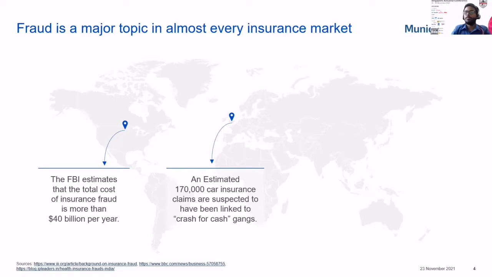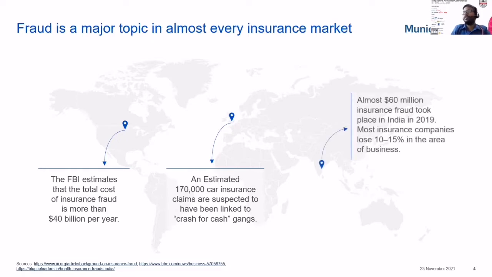are linked together. And if I move on to the Indian one, almost close to 60 million of insurance fraud took place, and the study tells us that close to 10 to 15% of the market business across the insurance companies is affected. So fraud is a pretty predominant topic across the globe.